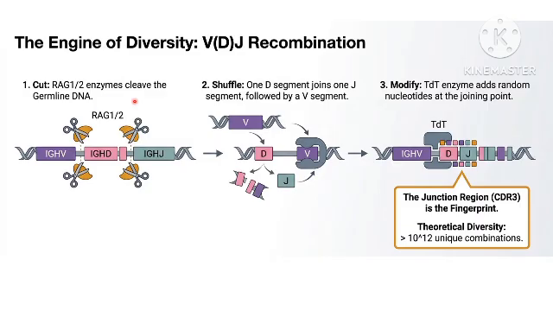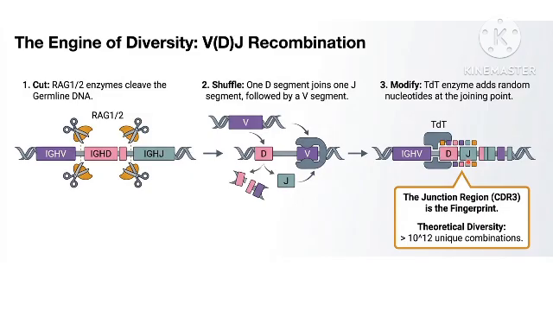So to simplify it, RAG1 and RAG2 enzymes cleave germline DNA wherever they find RSS. That too 12/23 RSS. That rule has to be maintained. Once they cut the double-stranded DNA, they shuffle the segments. First the D segment joins with J, then DJ joins with V. This deletes something in between. From V to D you have deleted something, and from D to J also you have deleted something. So you have to now fill the gaps.